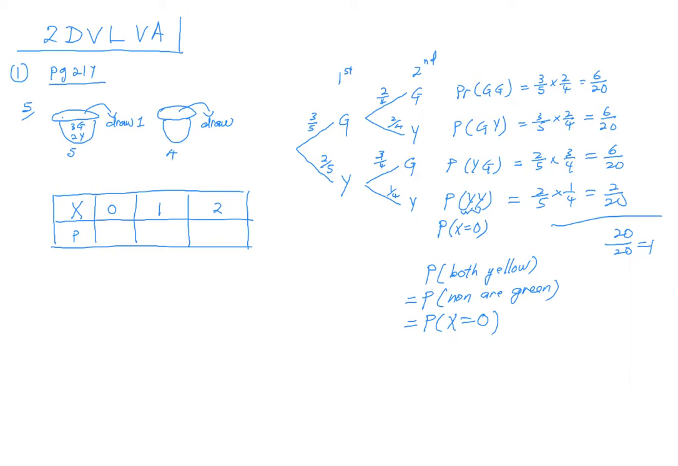2 out of 20, or like 1 out of 10. Yes, 1 out of 10. So can you tell me, how about only 1 green? Oh, 6 out of 10. Isn't this also only 1 green? This is also only 1 green? No.